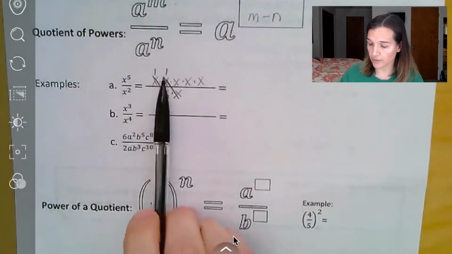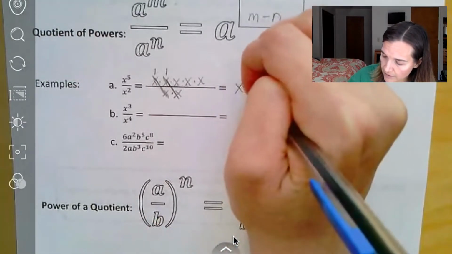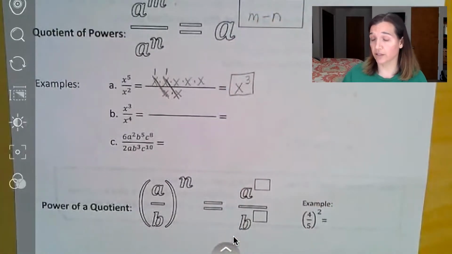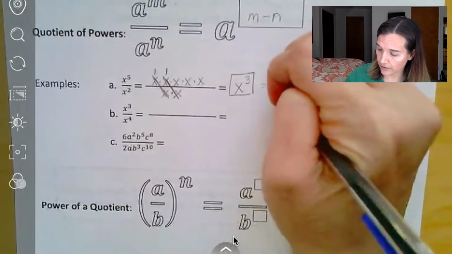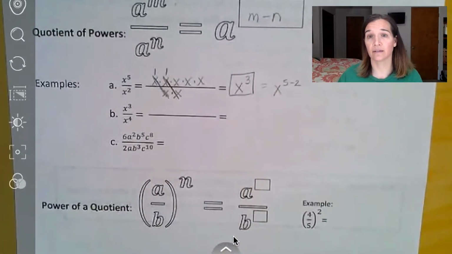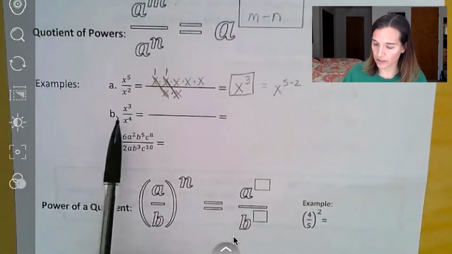So you end up with 1 times 1 times x times x times x, which we end up getting is x to the 3rd power. Notice if we had done the shortcut, it would have been x to the 5 minus 2nd power, and 5 minus 2 is 3. So there it is.